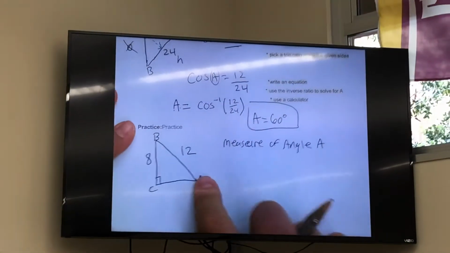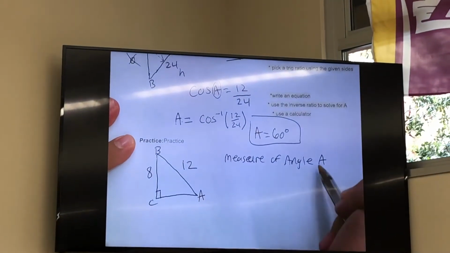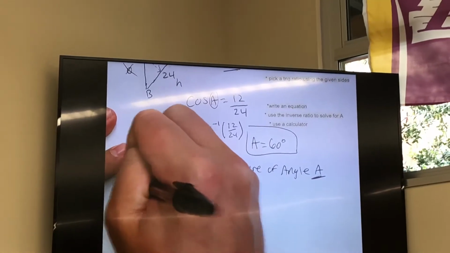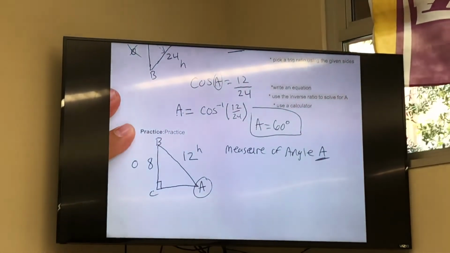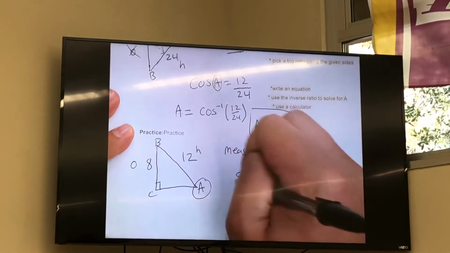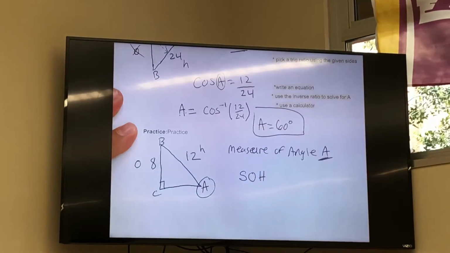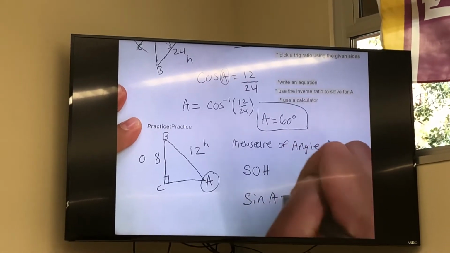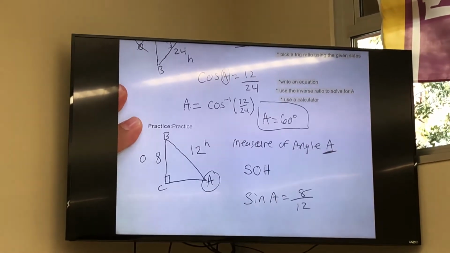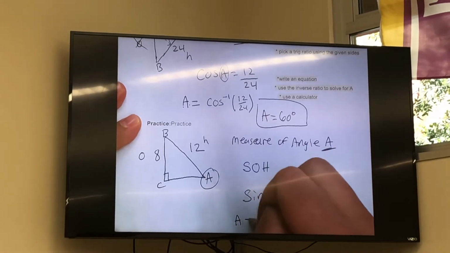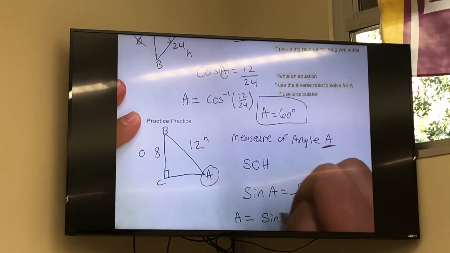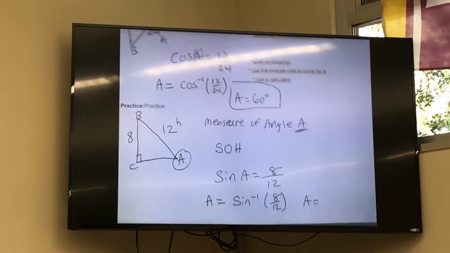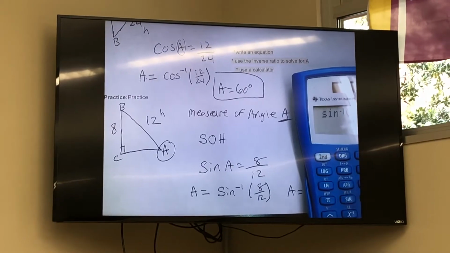Okay, so the reference angle is angle A, which makes this our opposite side and our hypotenuse, which means we are using our SOH function, right? So we're using sine. So sine of A will equal 8 over 12. Again, A equals the inverse sine of 8 over 12. So now we want to hit second sine.